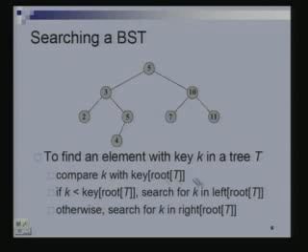So that's what is being said here. To find an element with a key k in a tree T, you are given a key k, so you will compare k with the key in the root. If k is less than the key in the root, then you will search for the key in the left subtree. Otherwise, you will search for k in the right subtree. Okay?